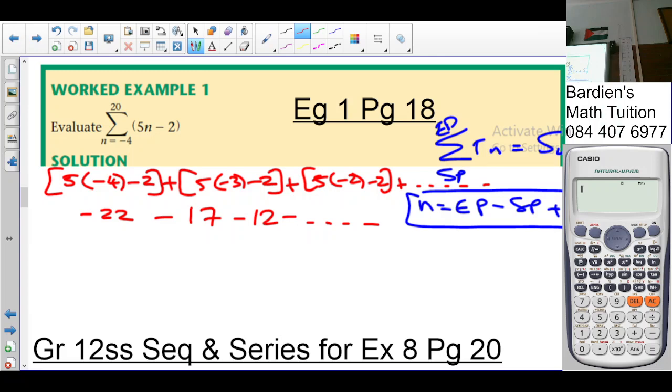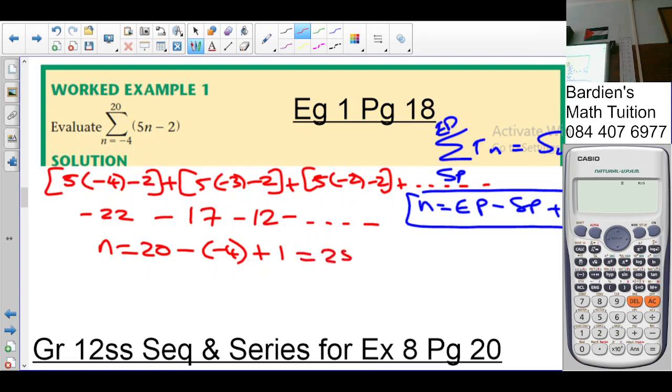What is the A value? What's your first term? -22, which is my A value for the formula. Not so. What's my common difference? +5. So that's my what value? The D value. People, how many terms are here in the sequence? N is equal to the end point minus the starting point plus 1. So it's going to be 20 minus -4 plus 1, which gives us what?